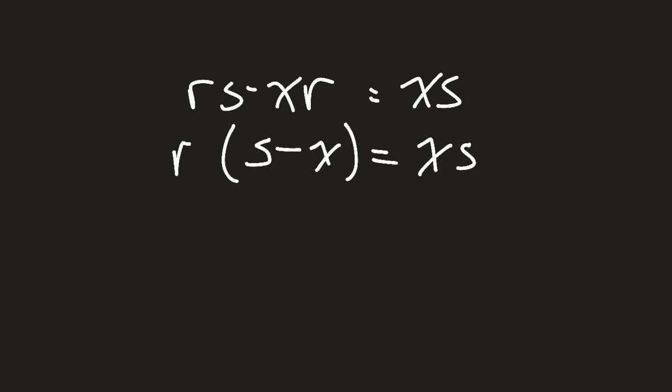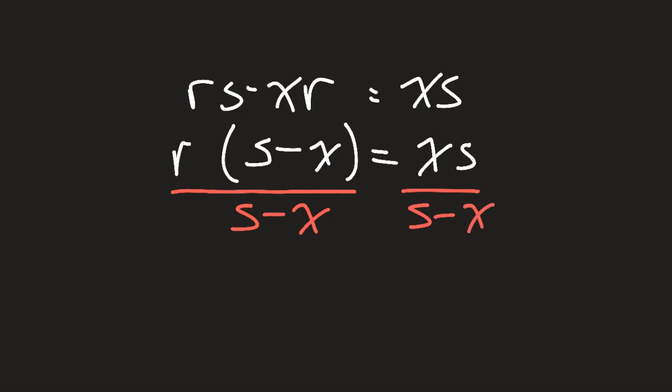xs. Now we need to isolate r, so we've got to get r by itself. So the next thing we're going to do is divide by s minus x and divide by s minus x. And now we have r isolated. So r equals x times s divided by s minus x. How is that for pretty crazy?